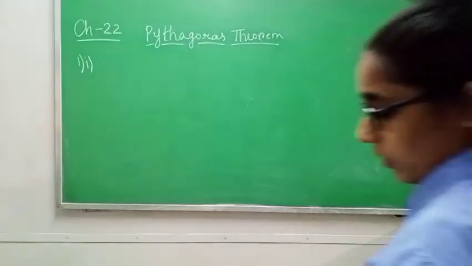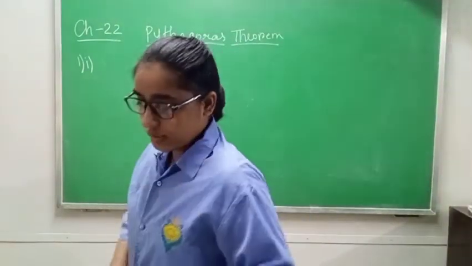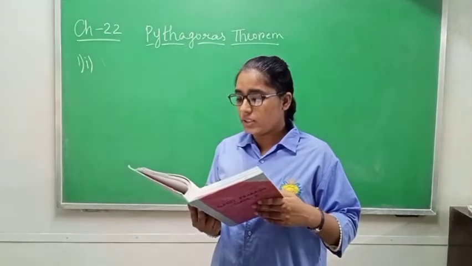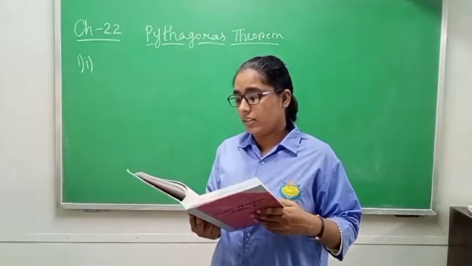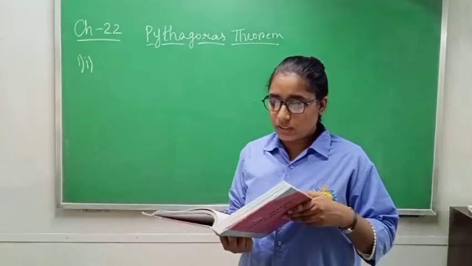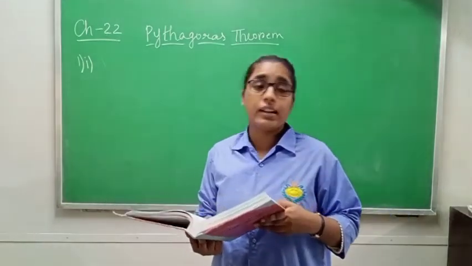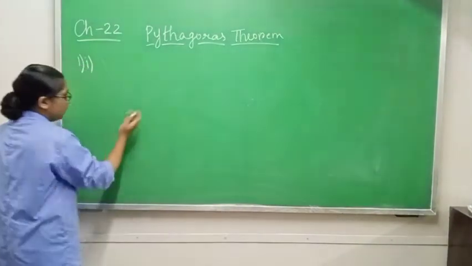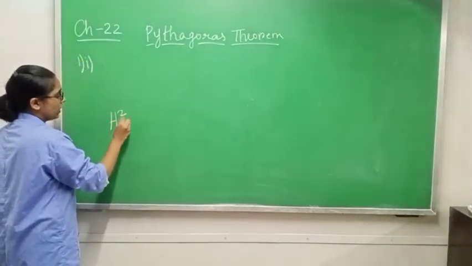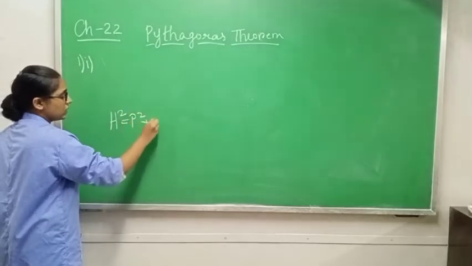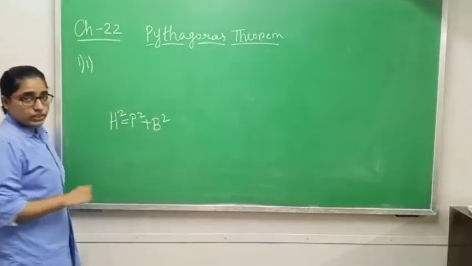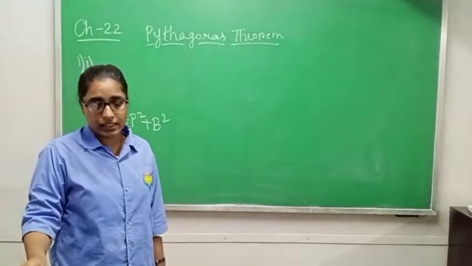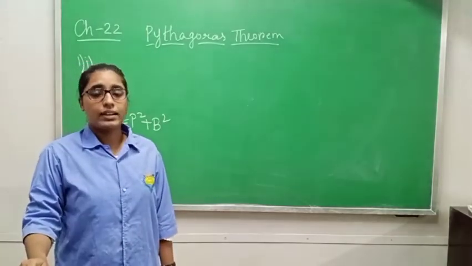Class 10, see question number 11 of Let Us Work Out 22. If the following are the lengths of three sides of a triangle, then let us write by calculating the cases where the triangles are right angle triangles. We know that for a right angle triangle, it must follow this: h square equals p square plus b square. If it is following Pythagoras theorem, then you can say it is a right angle triangle. Otherwise, it is not a right angle triangle.